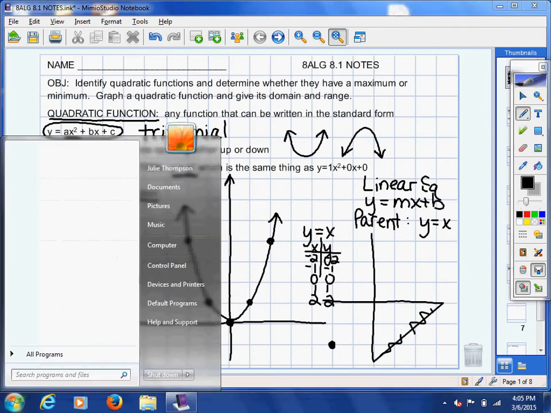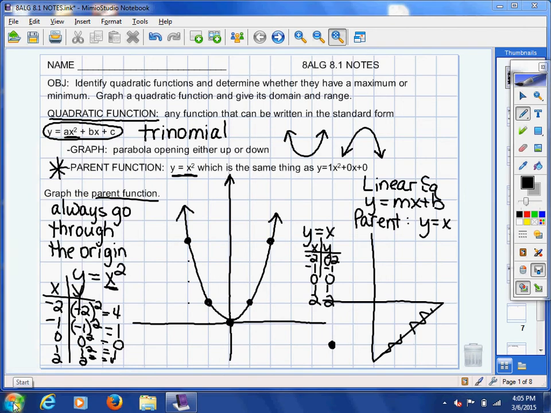-1, -1. Something popped up over here. Let me bump this back down. Sorry about that, guys. There we go. -1, 1, 0, 0, 1, 1, 2, 2. And see, even a linear function, parent function, still goes through the origin. Notice that, goes through the origin. So that's what I wanted to point out to you.